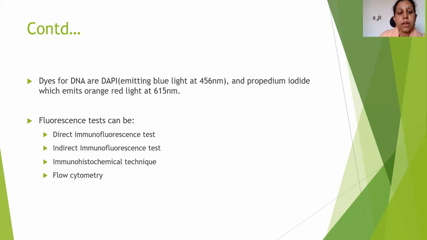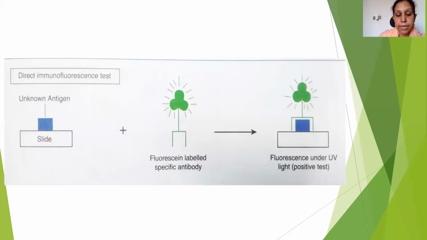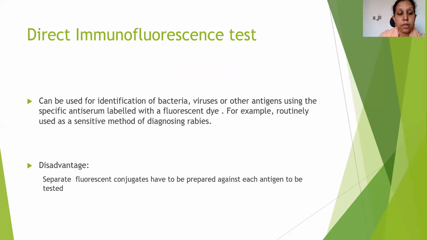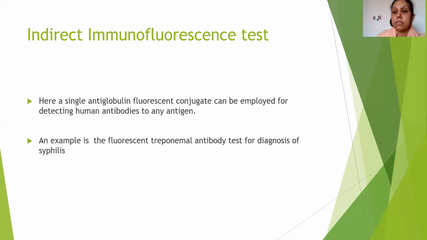So the fluorescent techniques are direct, indirect, immunohistochemistry, and flow cytometry. Now coming to the direct, what happens in direct? Direct is done for an unknown antigen. On the slide, the unknown antigen is put. We add the fluorescent-labeled specific antibody, which combines with the antigen, and in the presence of UV light it generates fluorescence, so it is tested positive.